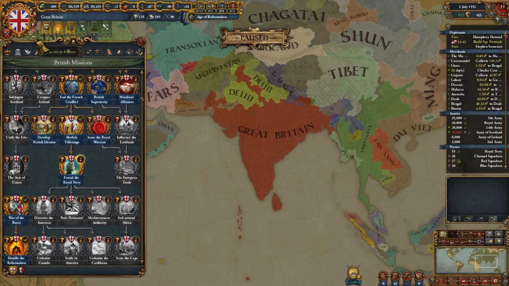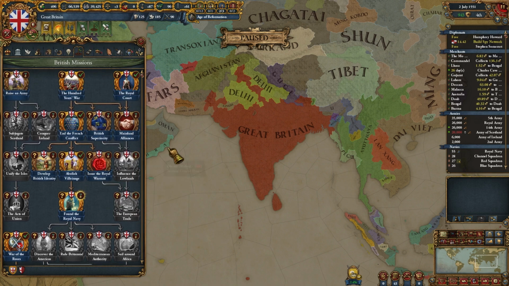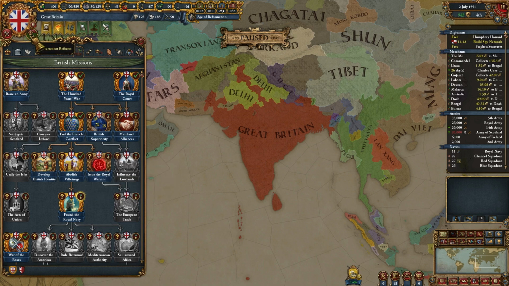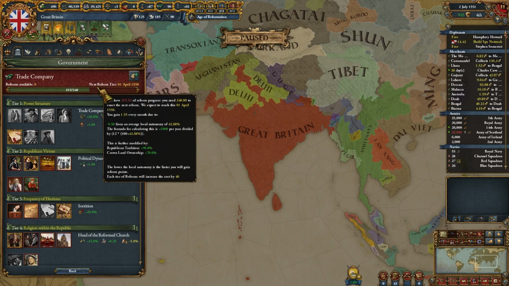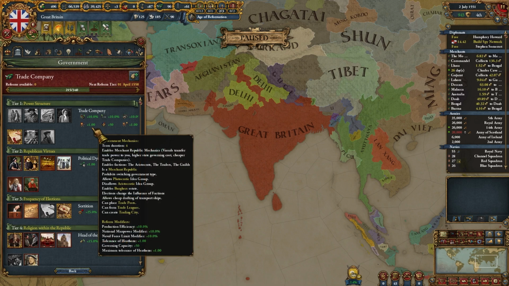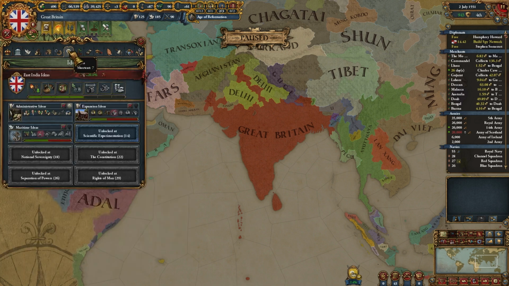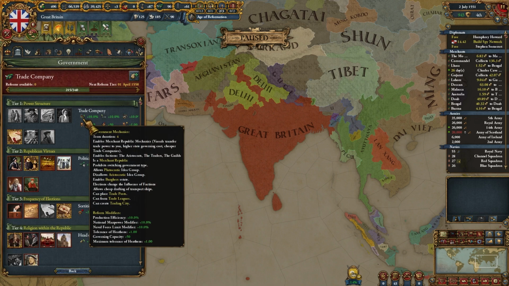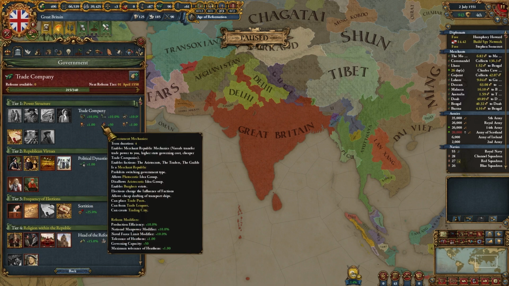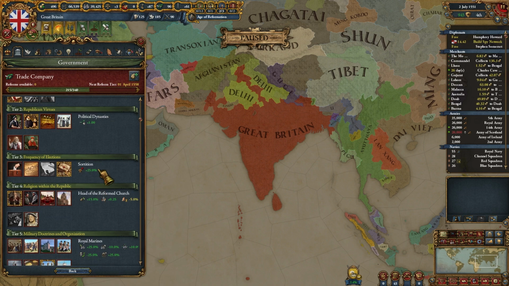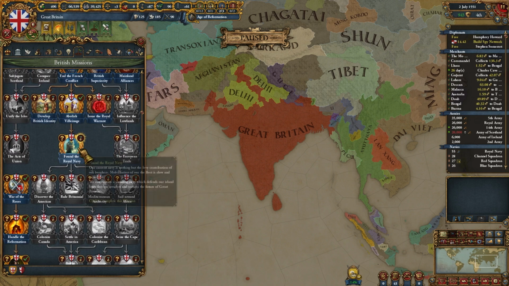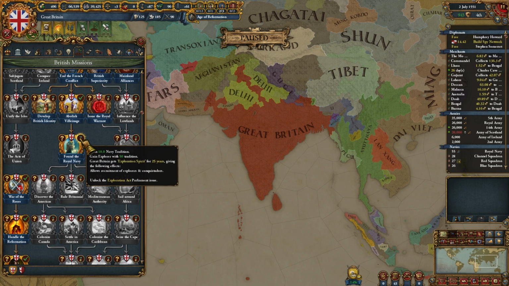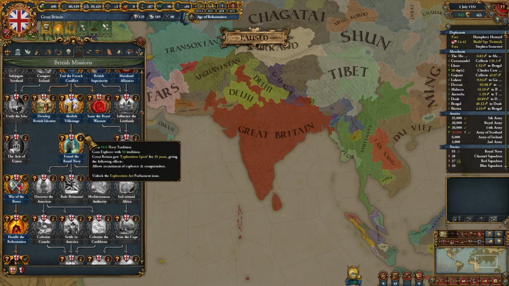And you see, after I formed Great Britain, I obviously overtook the British mission tree. You already saw that. But I am of course still a trading company. I am still, to be exact, the East India Trading Company, having the ideas, having the extremely strong government type over here, being a republic. Still, even though I am basically the East India Company, I can still click those English missions.